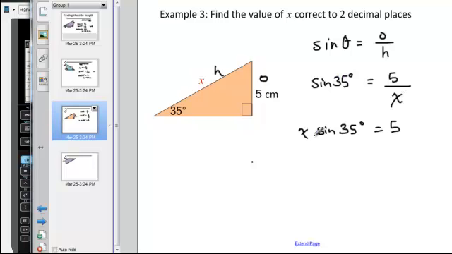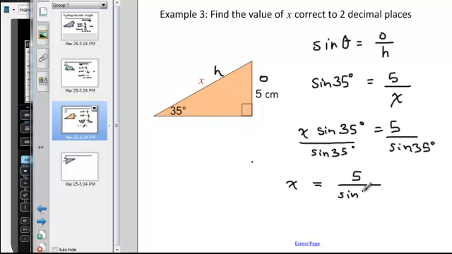Now, to get x on its own, I'm going to have to divide both sides by the sine of 35. And remember, the sine of 35 is just a number. So x is going to be equal to 5 divided by the sine of 35 degrees.